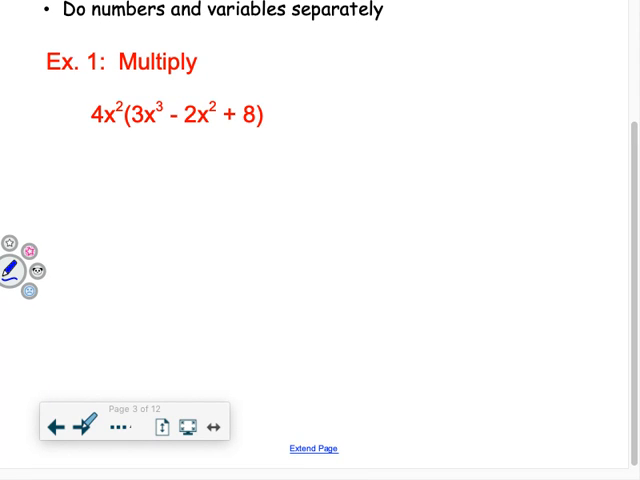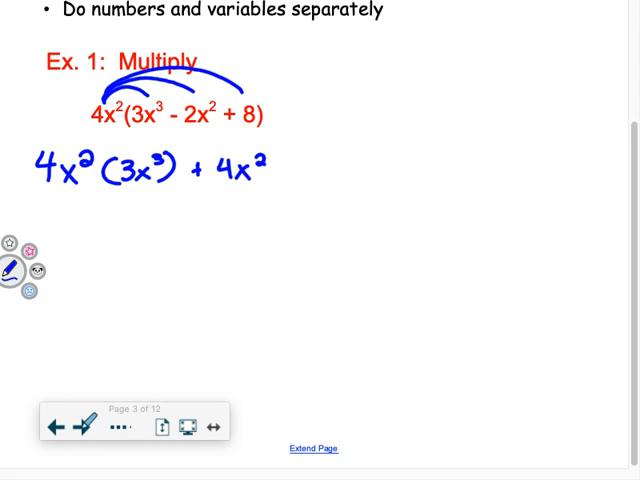So we look here, what we are going to do, we're going to distribute this whole term to all three of these. So I'm going to write out what that looks like. It's 4x squared times 3x to the third plus 4x squared times negative 2x squared plus 4x squared times 8.